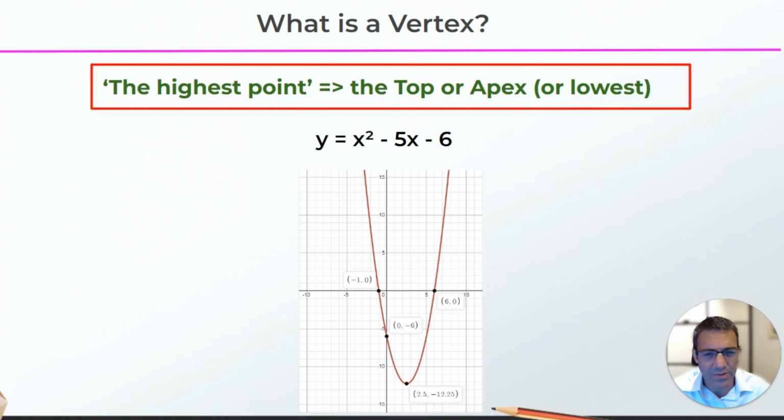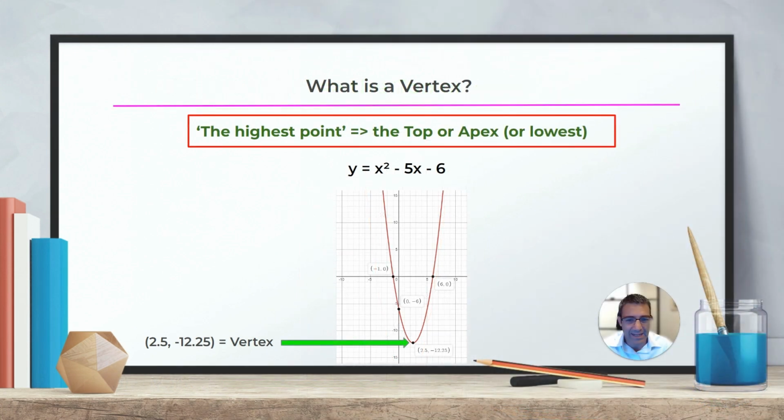In this curve, y equals x squared minus 5x minus 6, we see that at 2.5, negative 12.25, there is a lowest point, a minimum for the curve. This is because the quadratic is facing up. If the quadratic was facing down, there could be a maximum value. And in this case, we say the vertex of this curve is at 2.5, negative 12.25.